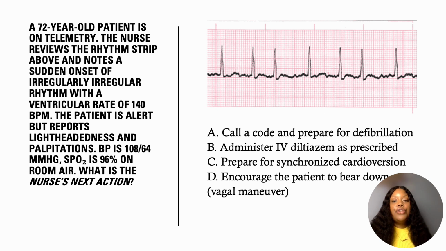So if you chose B, administer IV Cardizem, then you are correct. So this medication is what? A calcium channel blocker. So remember, this patient is stable. The patient's blood pressure is stable. It says that the patient is alert. So we're going to just give this patient medication in order to bring down their heart rate.